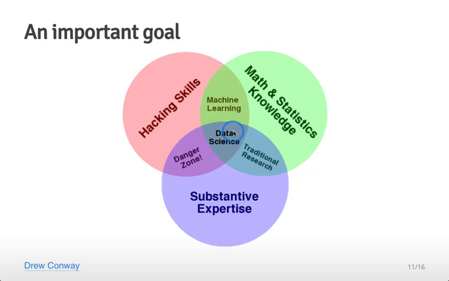So this is a Venn diagram originally created by Drew Conway, and he talks about how you need a little bit of math and statistics knowledge, which I hope I've covered in this class, a little bit of hacking skills, which again I hope I've covered in this class, and then also some substantive experience. So whatever area you're working on in business or science, you need to have a little bit of knowledge as well. The intersection of all of these components leads to good data science.